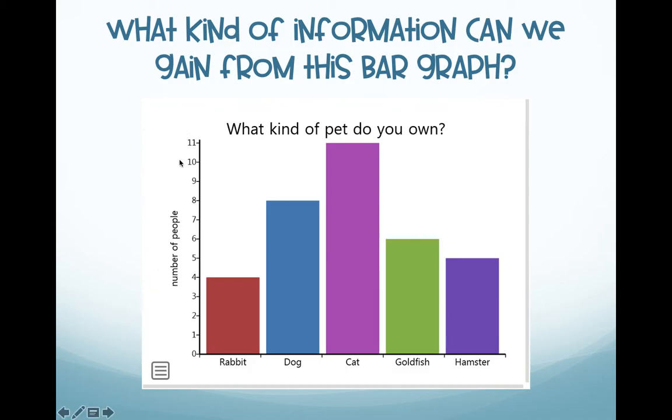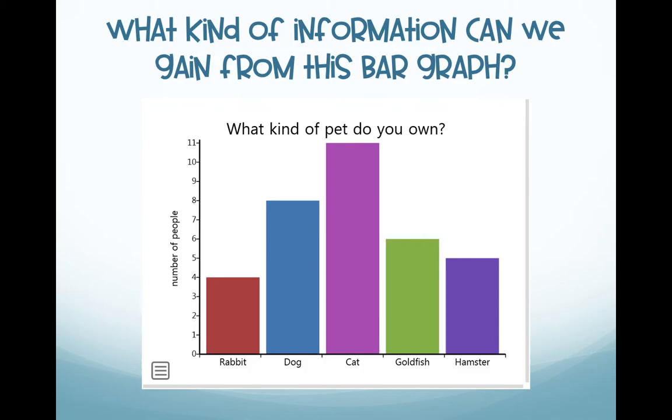Now over here on the vertical axis, which we'll talk about in the next couple slides, we see a label that says number of people. And on the horizontal axis, we see the types of pets. So I see a rabbit, dog, cat, goldfish, and hamster. So now I get a clearer picture as to what kind of data is represented here.